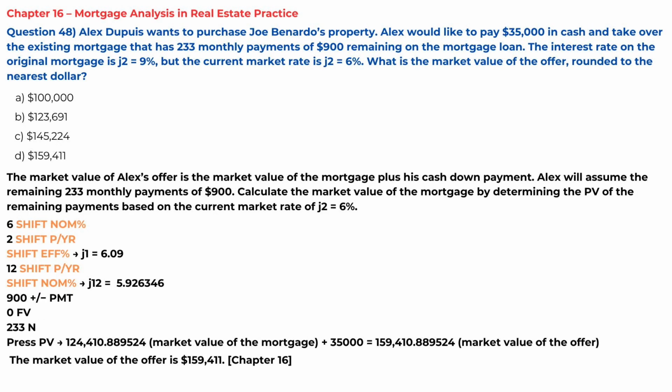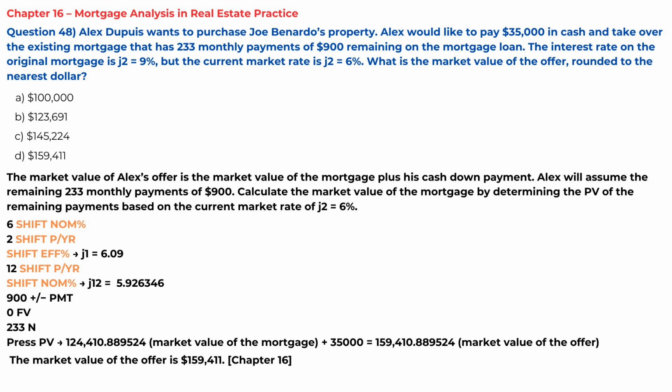Question 48. Alex Dupuy wants to purchase Joe Bernardo's property. Alex would like to pay $35,000 in cash and take over the existing mortgage that has 233 monthly payments of $900 remaining on the mortgage loan. The interest rate on the original mortgage is J2 equals 9%, but the current market rate is J2 equals 6%. What is the market value of the offer, rounded to the nearest dollar?